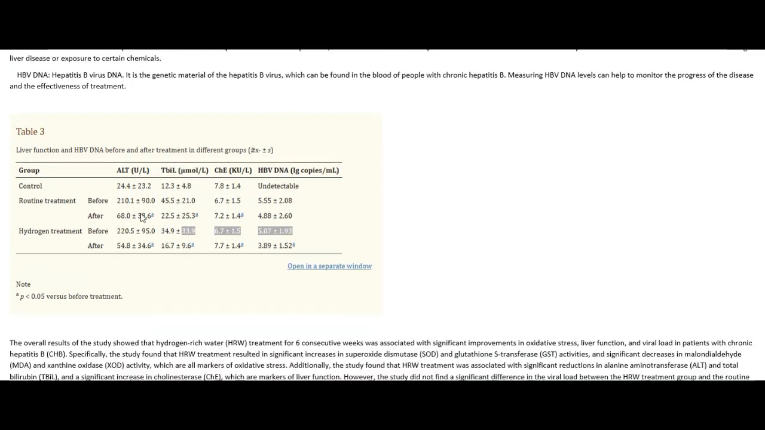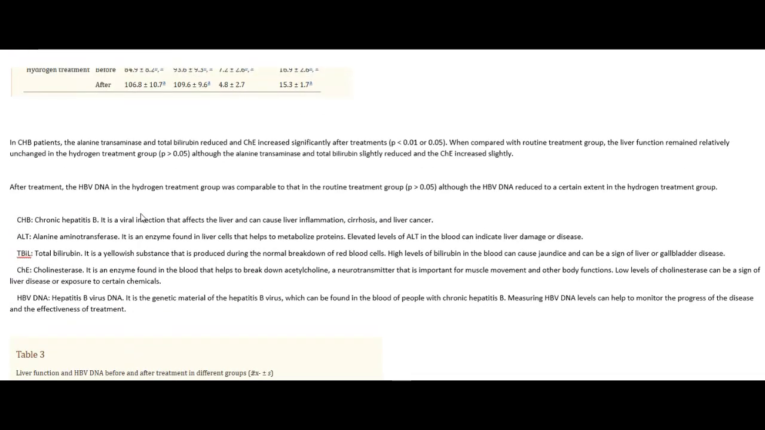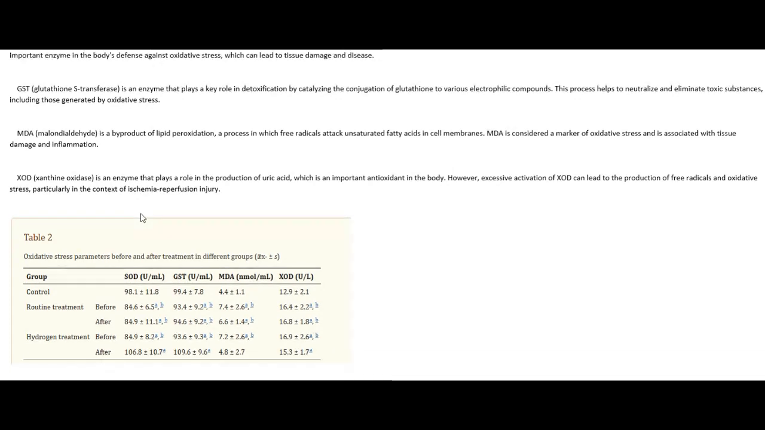And I wanna hear one more time, if you've already said it, did they look at the uric acid levels in the blood? With the XOD, I mean, not the uric acid, but the XOD, which is xanthine oxidase, is an enzyme that plays a role in the production of uric acid. That's what they looked into.